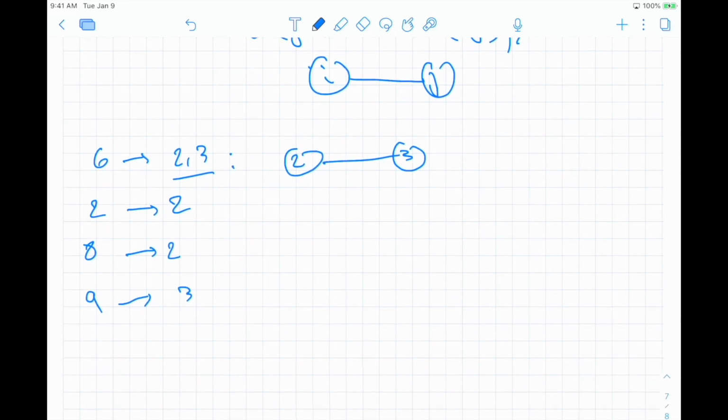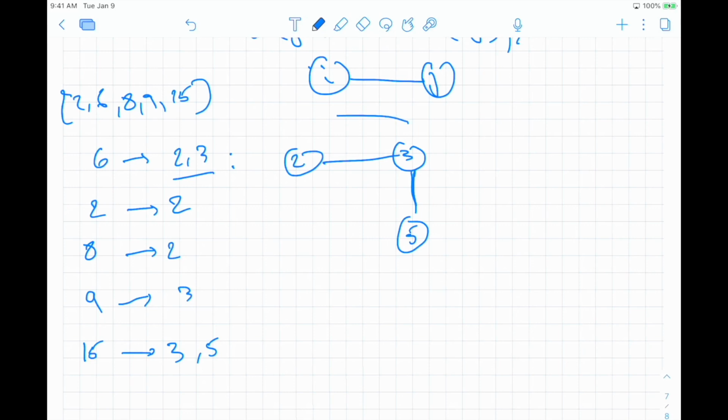Let's say 15, for example. So the prime factors of 15 are 3 and 5. So we have 5, we connect those together. Okay? So if we have an array with 2, 6, 8, 9, 15, should we return true or false? Now we constructed the graph like this, and we have one connected component.